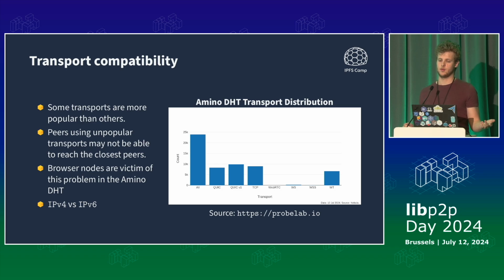And same thing the other way around. If I'm looking for provider records and I'm using only WebRTC, and the nodes storing the provider records do not support WebRTC, I won't be able to retrieve this provider record, even if in the end the provider is supporting WebRTC. And so, yeah, that's a big problem. And also, not only the transport, say QUIC, WebRTC and so on, but there's the IPv4 and IPv6. So say if I support only IPv6, but most of the DHT is supporting only IPv4, I will be penalized for it.